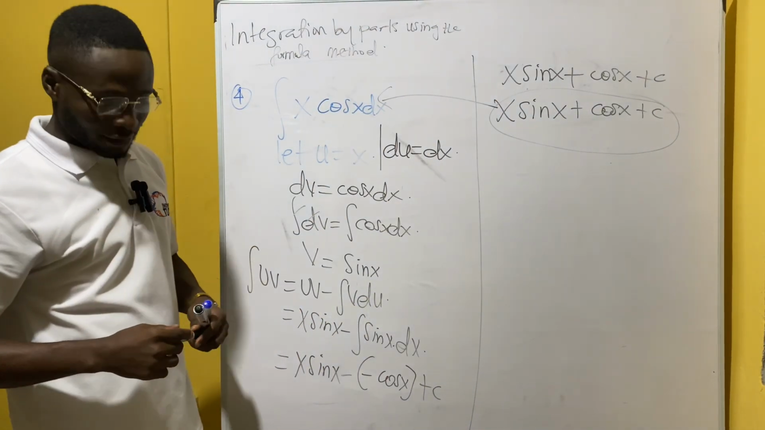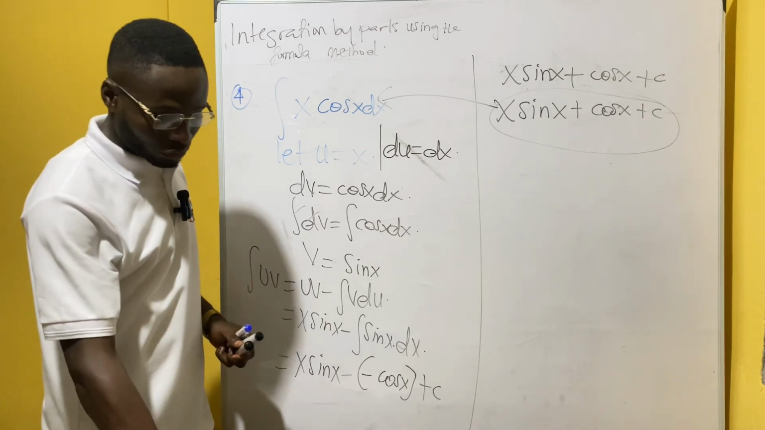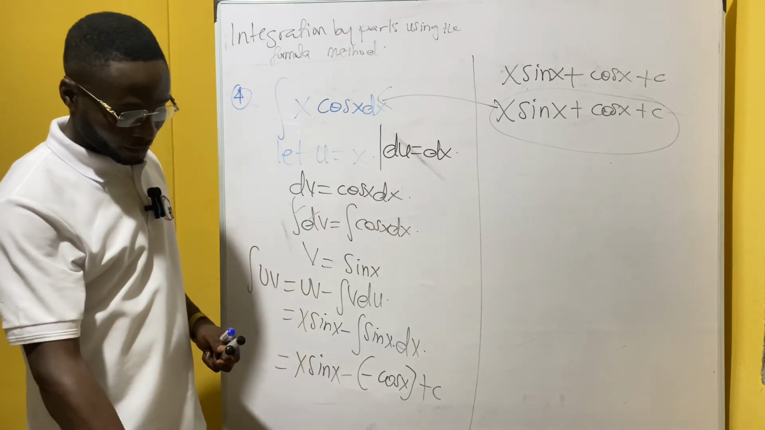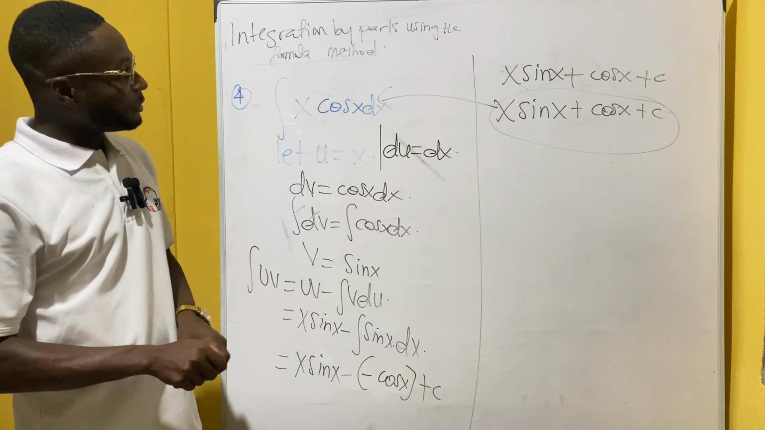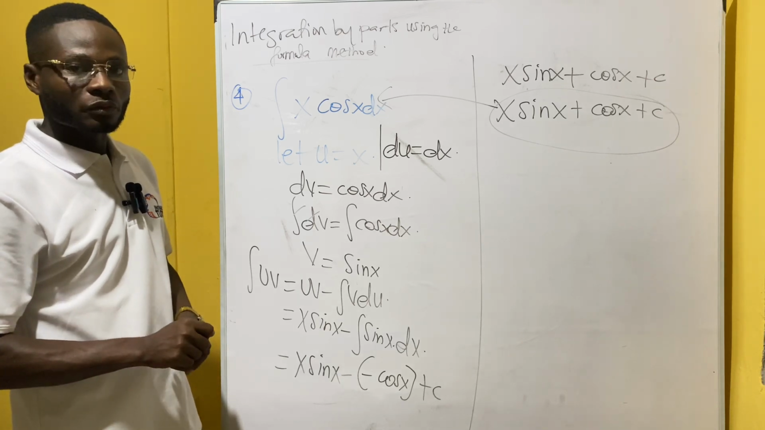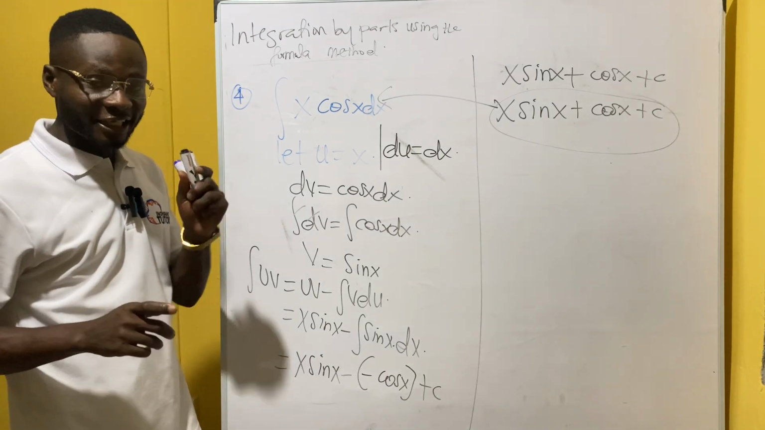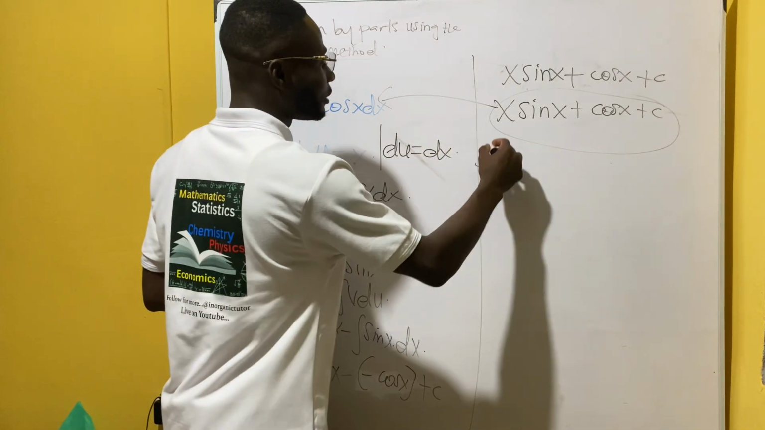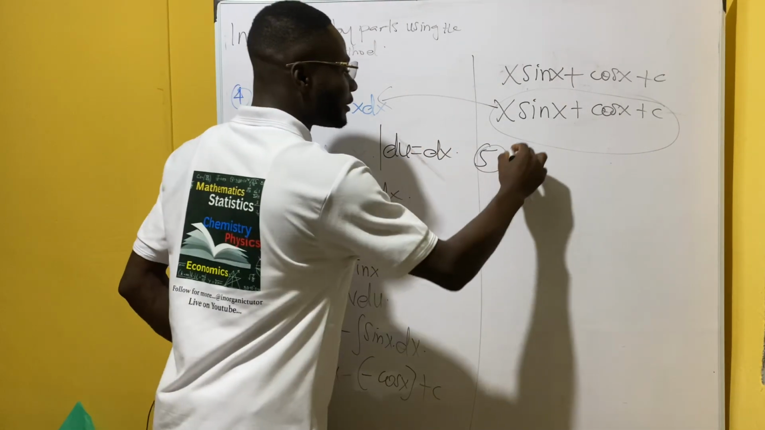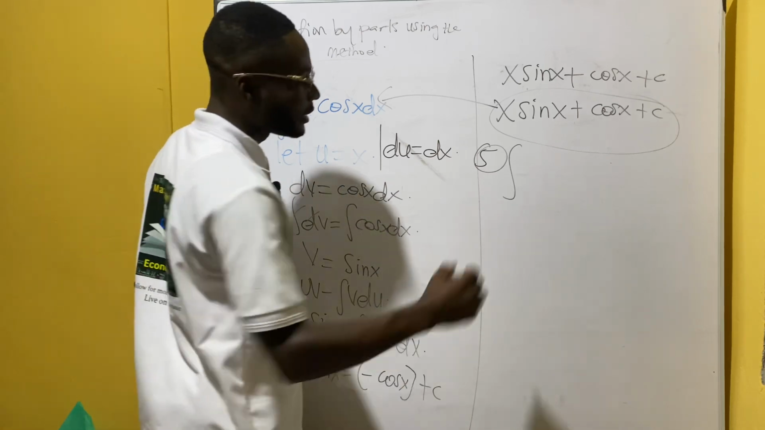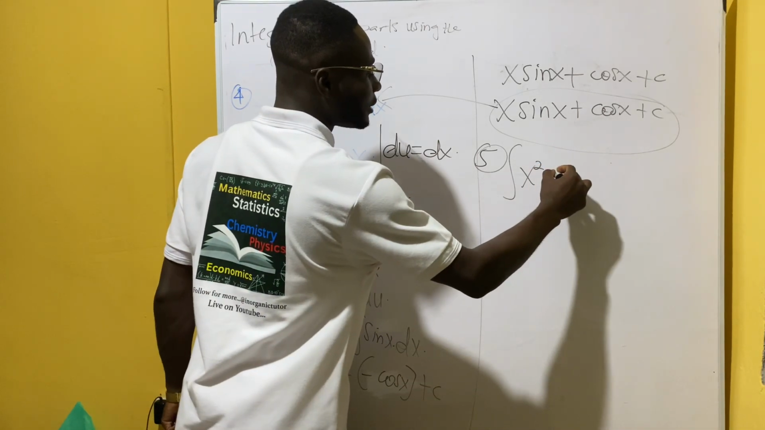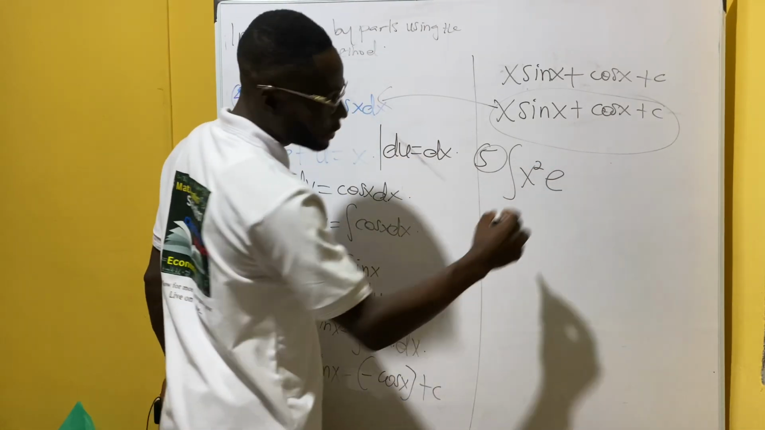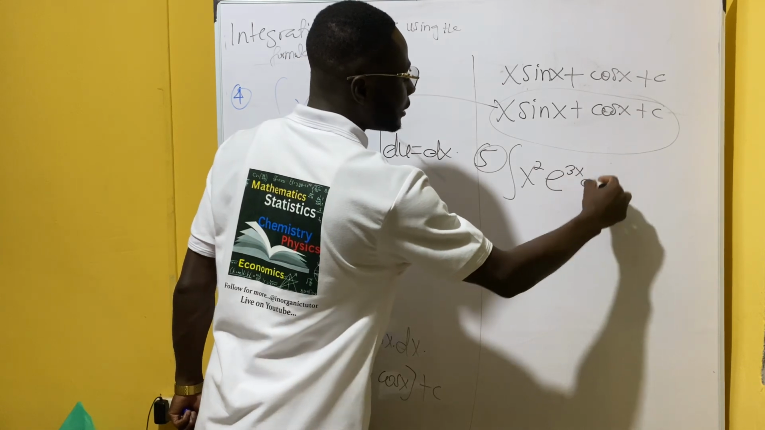And this is the final answer to problem number 4. So now we can go ahead and take our fifth problem. Our fifth problem is the integral of x squared e power 3x dx.